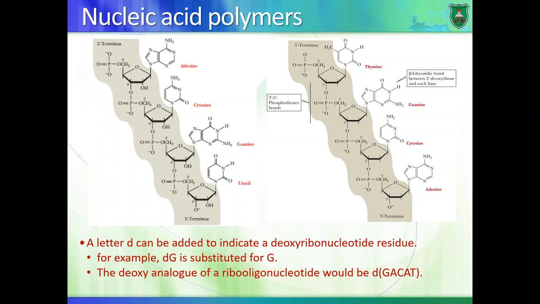Now, if I tell you, look at the molecule to the left, and I ask, what is the sequence of this molecule? What I mean by sequence is, what is the order of nucleotides in this polymer? So you say it is adenine, cytosine, guanine, and uracil. Or you can say it's A, C, G, U.